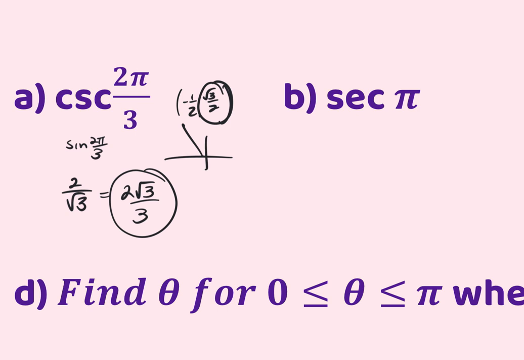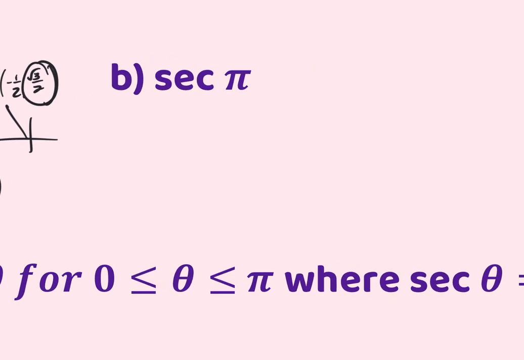Good so far? All right, then we go secant of pi. So what am I actually going to find at pi? The cosine at pi, and then we're going to flip it. What's the cosine at pi? Pi would be on the left. Good, and the reciprocal of negative 1 stays negative 1.